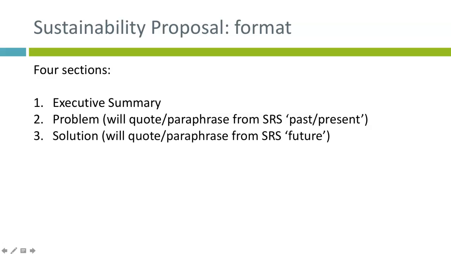The third section of the sustainability proposal is what we're calling solution. And in this part, you're going to present your proposed solution to the problem that you have outlined in the problem section. And what we're asking you to do here is to quote or paraphrase again from your SRS assignment, but now from the paragraph that was called Future.